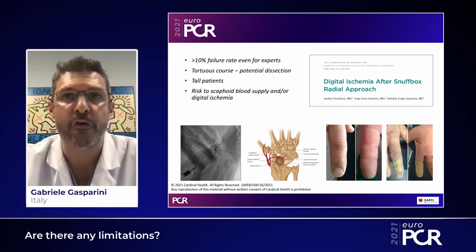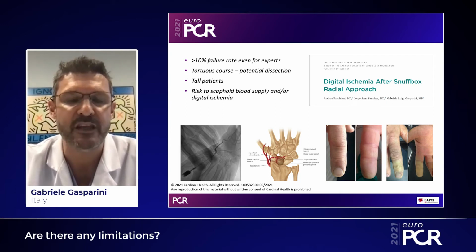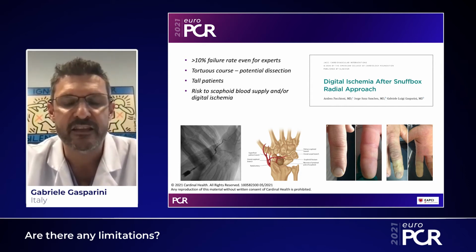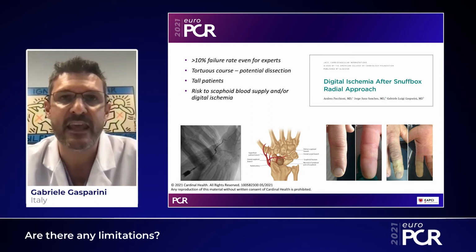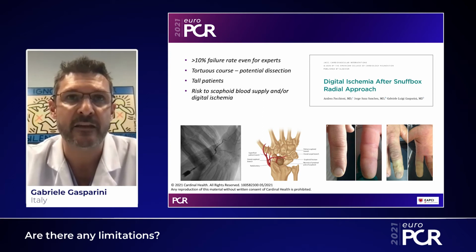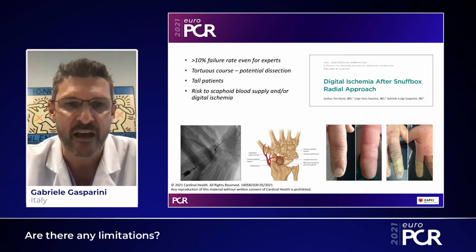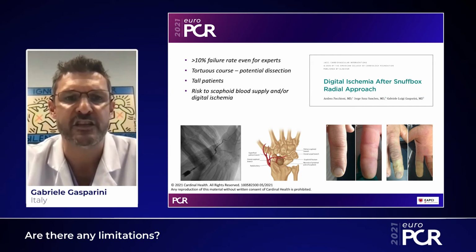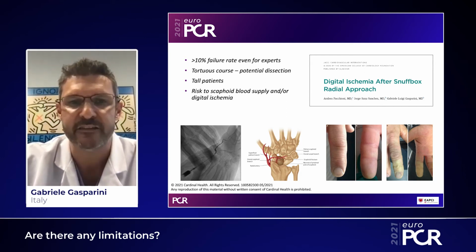Obviously, as for any other arterial access, we have also some limitations. I mean, we have a higher rate of failure even for expert operators. Additionally, the course of the vessel is more tortuous, that can create some potential dissection. And in case of tall patient, the standard length of guiding catheter could not be enough to engage coronary ostia. And finally, we can carry some risk to scaphoid blood supply or digital ischemia, as we reported last year.